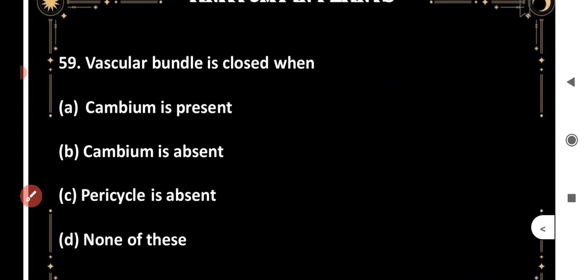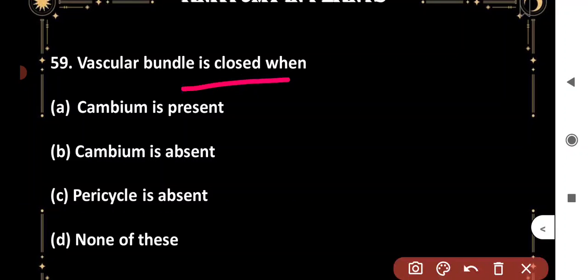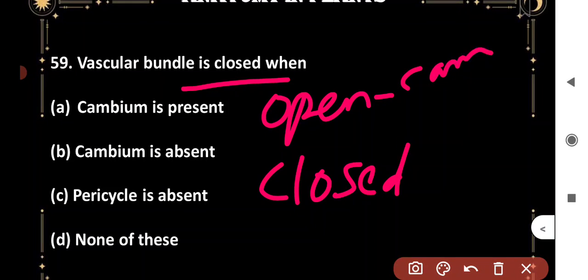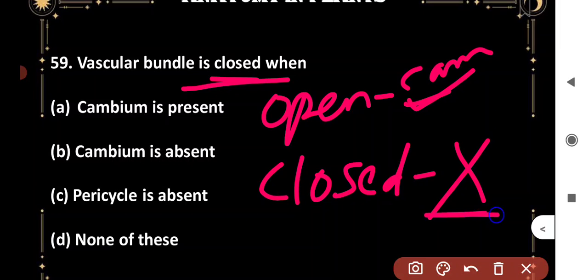Next, vascular bundle is closed when? See, vascular bundles are of two types. One is open, other is closed. So if cambium is present, it is open. If cambium is absent, it is closed. So if cambium is absent, it is closed. If cambium is present, it is open. So it's asking closed. Closed means cambium is absent.